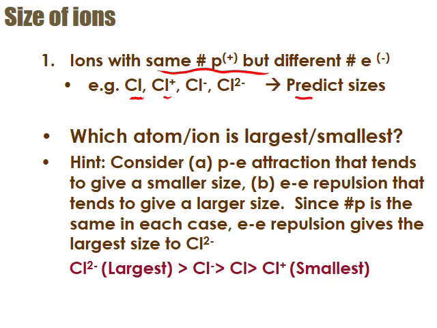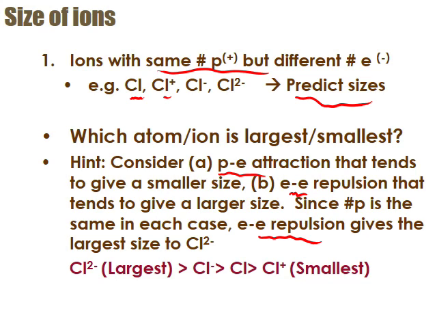Now the question is, how do I predict their sizes when we have this kind of ions and neutral atom? These are the factors you need to consider. Proton-electron attraction tends to give a smaller size. If you have a larger proton-electron attraction when you're comparing, it would give a smaller size. Electron-electron repulsion tends to give a larger size. Now, in the case of all these different chlorine atoms and ions, the number of protons is the same in each case. So it's the electron-electron repulsion that would determine the size of all these ions.